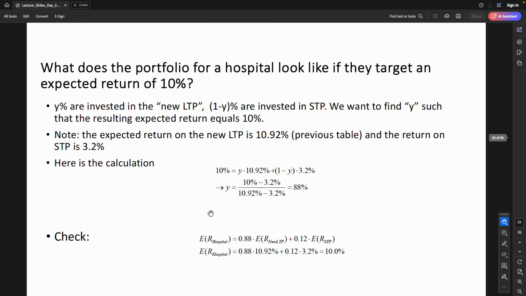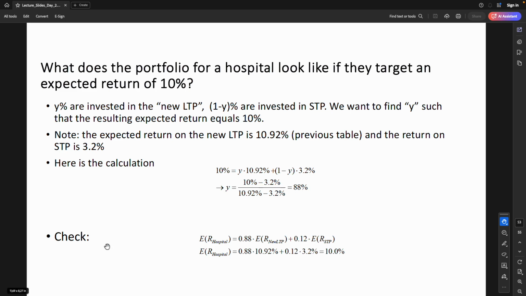So I know that the hospital will be on the capital allocation line. It's a straight line. So therefore, the expected return will be a linear combination of the LTP plus 1 minus y times the risk-free rate. The hospital wants 10% on average, and therefore I can compute the share of investment for a hospital that ends up with 10%, and it should be here 88%.